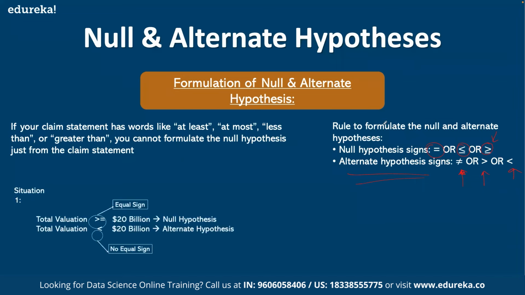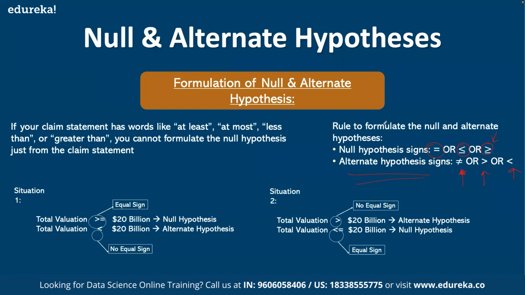So this is how we are going to formulate the null hypothesis and the alternate hypothesis. Once we formulate them, we will go ahead and perform the testing. Now, in this example, I have made use of the greater than or equal to sign. Hence, in my alternate hypothesis, I've got less than. If you observe, in my null hypothesis I've got greater than or equal to, and hence in the other one I've got less than. So that's the overall way in which we are going to formulate the null and the alternate hypothesis.